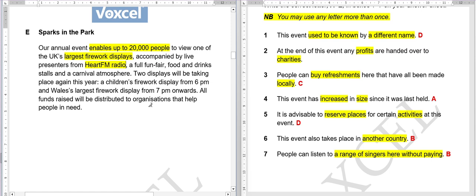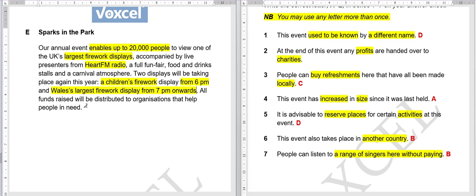Two displays will be taking place again this year: a children's firework display from 6 p.m. and Wales' largest firework display from 7 p.m. onwards. So there will be two types of firework displays. One is for children and starts from 6 p.m., and the other is Wales' largest display from 7 p.m. onwards. All funds raised will be distributed to organizations that help people in need. Whatever funds they raise, that money will be given to the organization to help people in need.